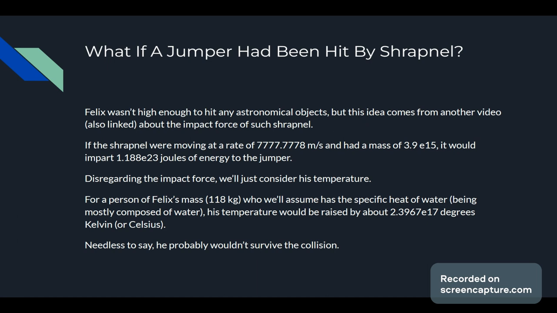Not considering the impact force, we'll just consider his temperature. For a person of Felix's mass, who we'll assume has the specific heat of water, being mostly composed of water, his body temperature would be raised by about 2.39 times 10 raised to 17 degrees Kelvin, or Celsius. Needless to say, he probably wouldn't survive the collision. But it's an interesting experiment.